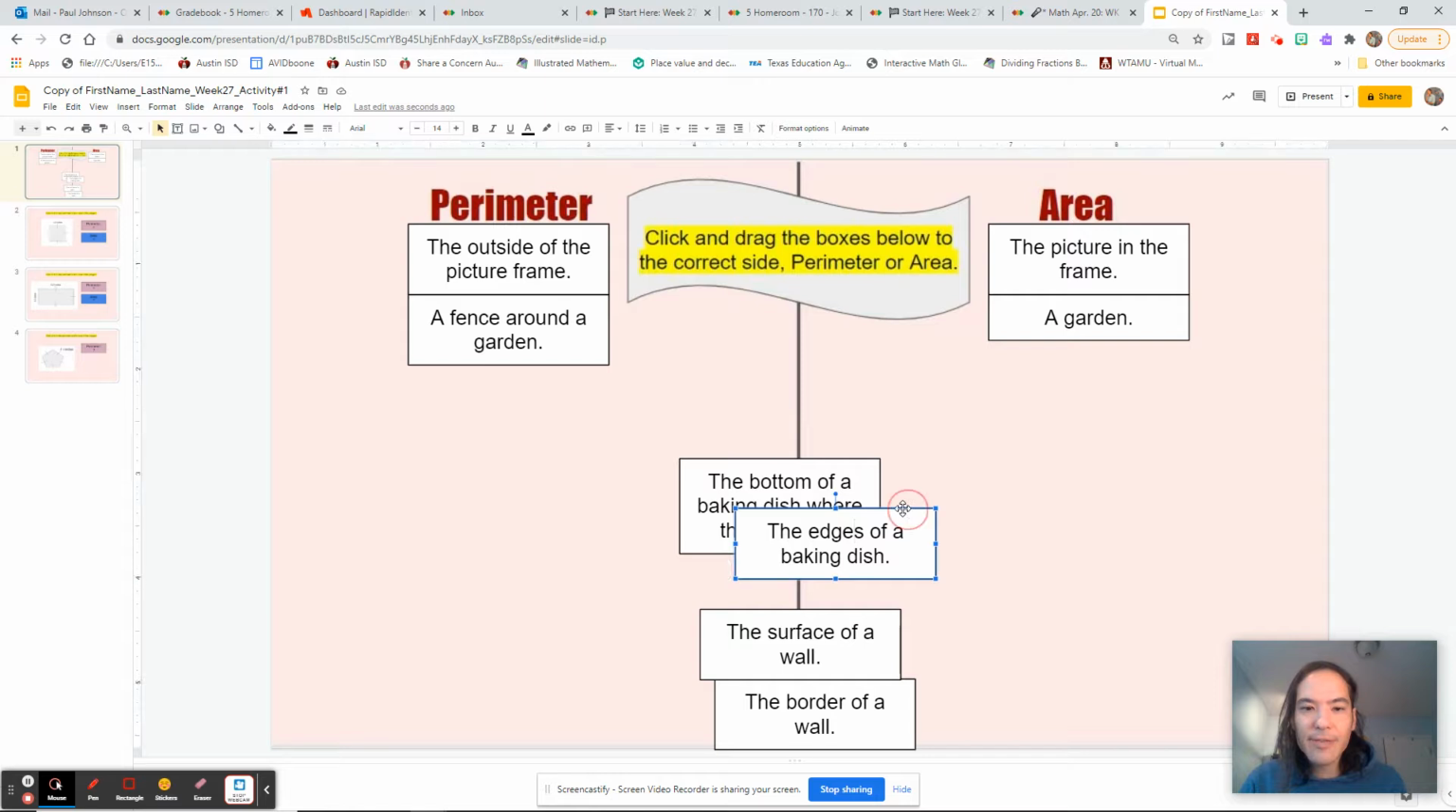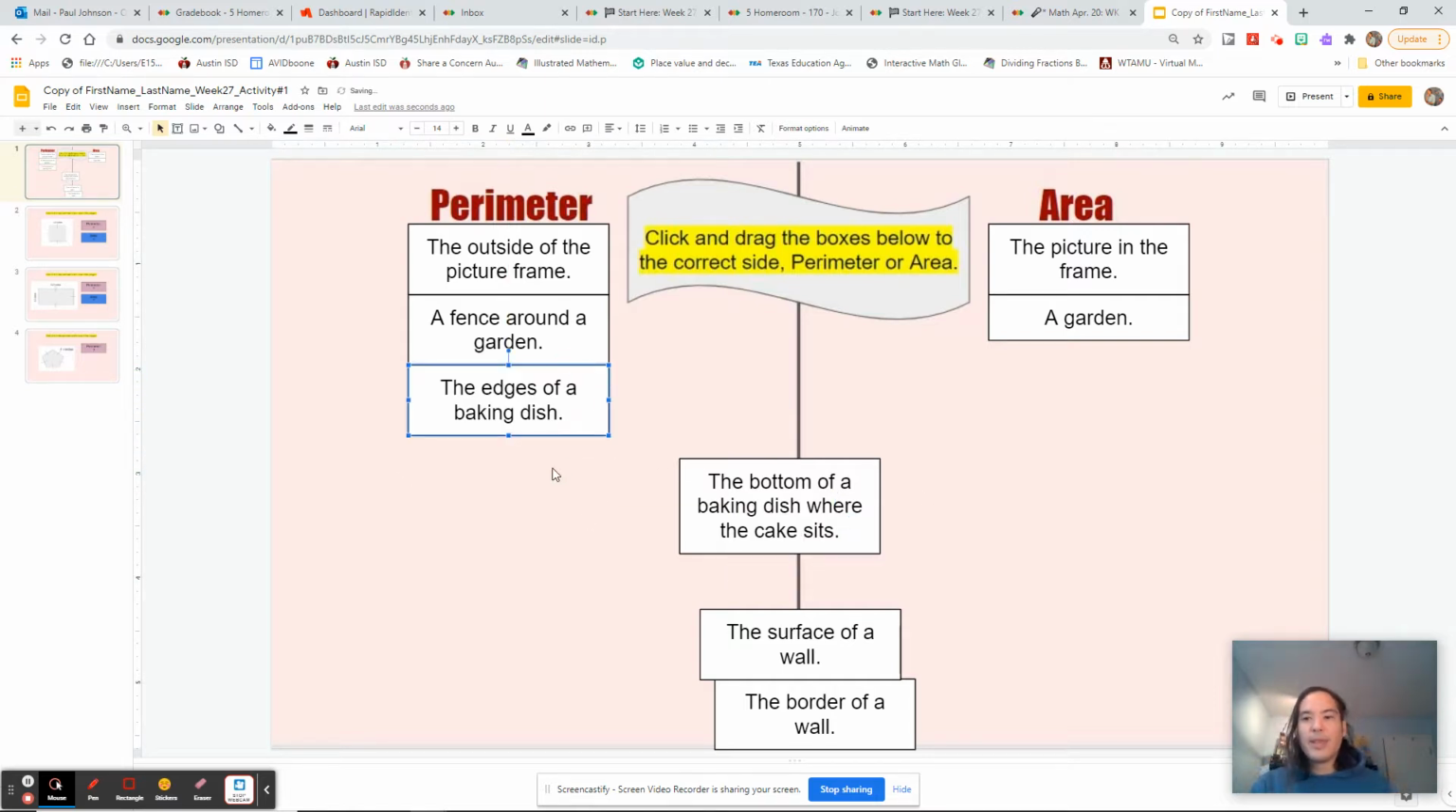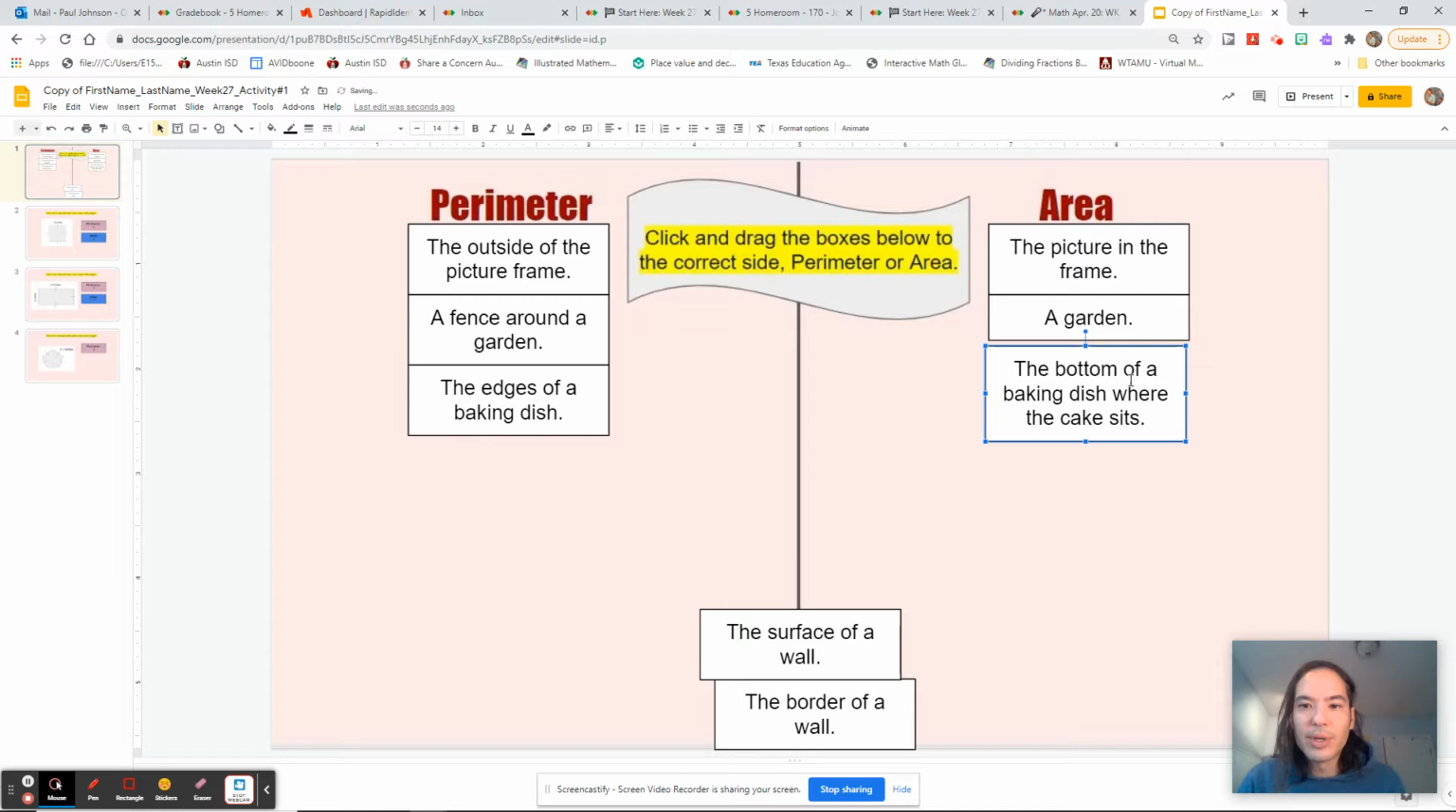All right. The edges of a baking dish. Edges, perimeter. Right. The edges of the baking dish. So once again, when I'm talking about the edges, the border, all that kind of stuff, we're talking about perimeter. The bottom of the baking dish where the cake sits, that's the area. You'd be really sad if you had to eat the perimeter of cake. You'd get really happy if you get to eat the area of the cake. All right, so remember, once again, perimeter is just the edges, and then area is the whole middle part.